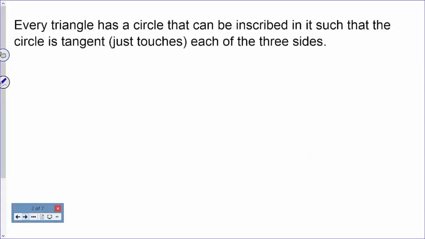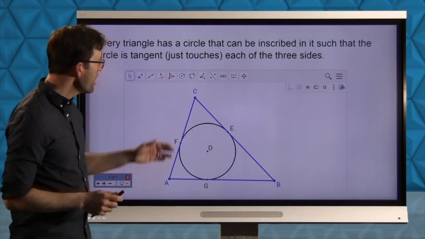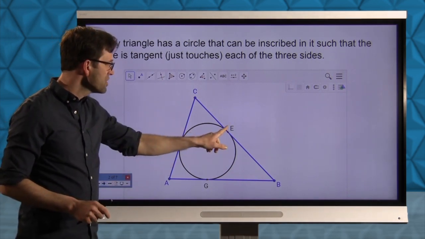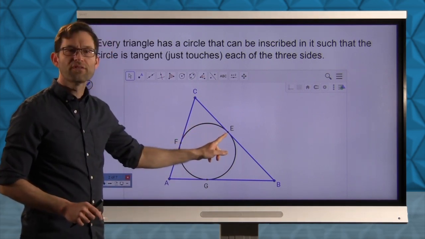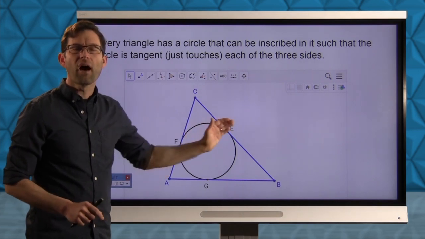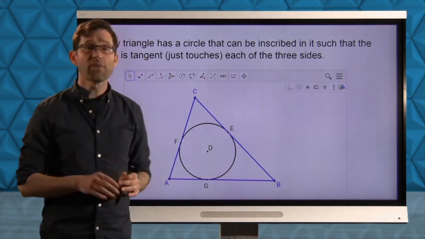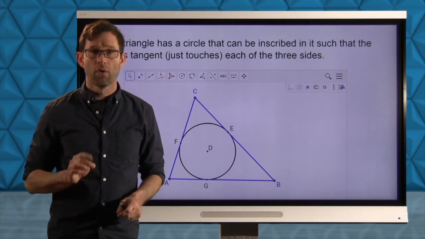Every triangle has a circle that can be inscribed in it such that the circle is tangent, and we'll talk about exactly what that looks like in a minute once my picture comes up. A circle that is tangent just touches each of the three sides. Here I've got this triangle, and a circle with tangent points E, F, and G. These are points where the circle touches the triangle but doesn't cut through it. That's the idea of a tangent. Tangents are amazingly important. And just like the circumscribed circle, there is only one inscribed circle for every triangle.